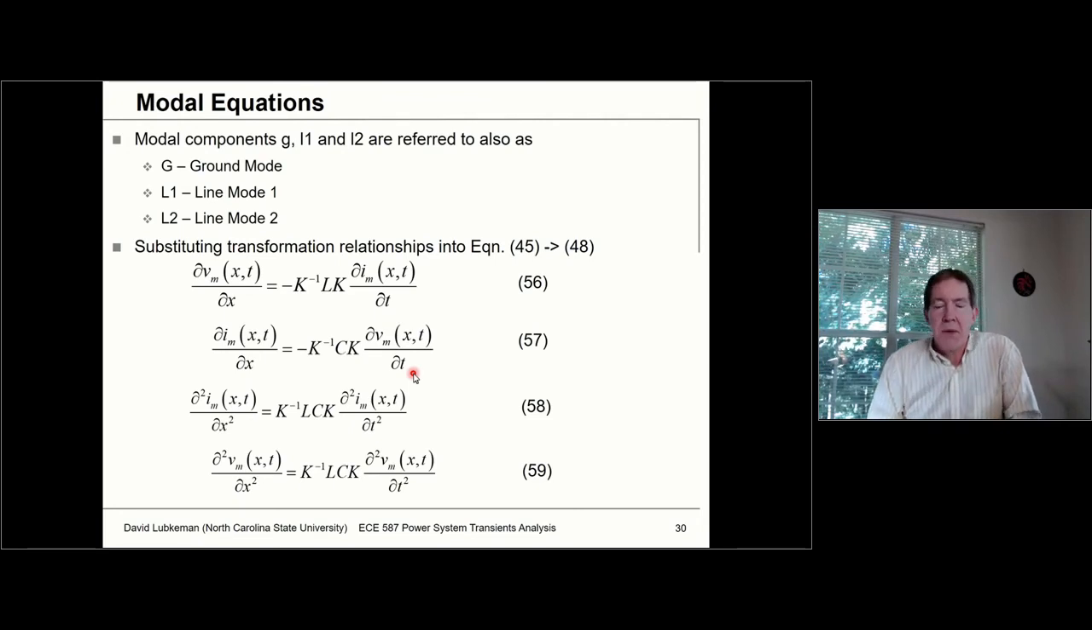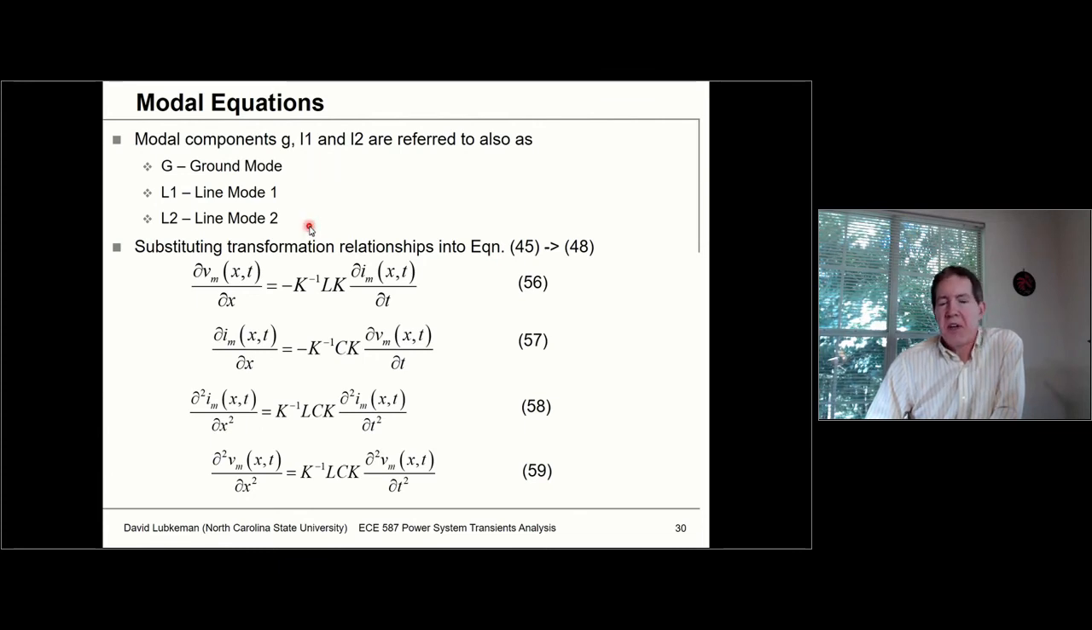is we can substitute into our three-phase relationships, and we can get a direct relationship between these modal voltages and modal currents, which are going to be given by K inverse times L times K, or K inverse times C times K, or if we're talking about these Telegrapher equations, K inverse times LC times K.